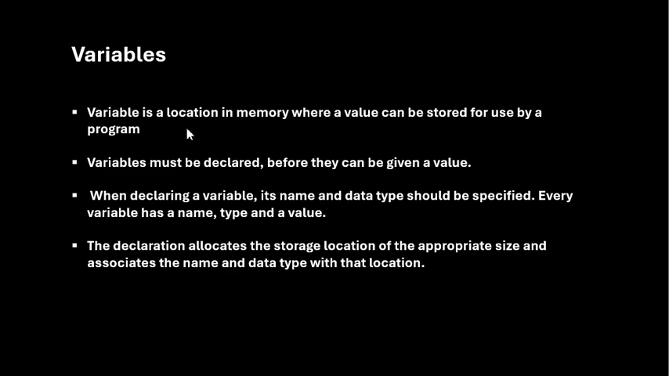A variable is a location in memory where a value can be stored for use by a program. Variables must be declared before they can be given a value. When declaring a variable, its name and data type should be specified. Every variable has a name, type, and a value. The declaration allocates the storage location of the appropriate size and associates the name and data type with that location.